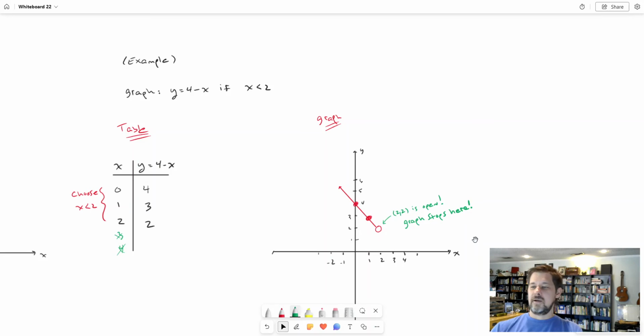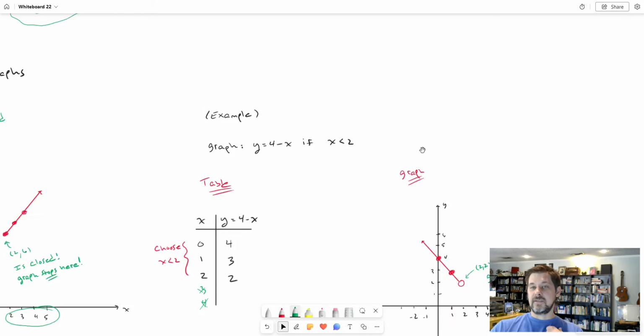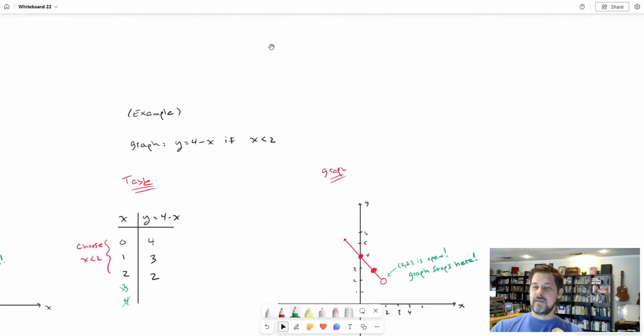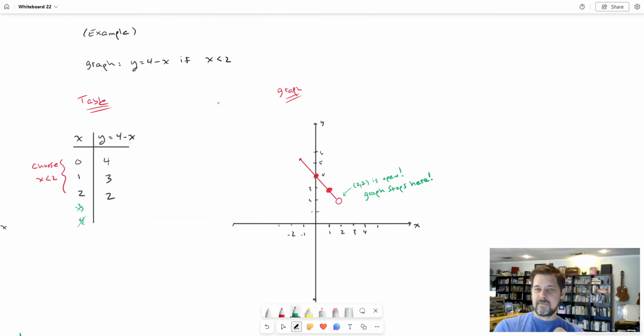Okay? Why is that? I'll give you 2 reasons once again. Open points are always associated with less than or greater than. And here in my instructions, I have that x is less than 2. So this indicates that there's an open point there. The point where it says x is less than 2, the point at the 2 has to be open. That's just how it goes. So I drew it open like that. The other points are filled in though. All right, so that's one reason.